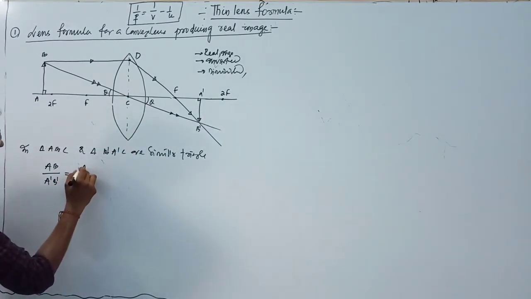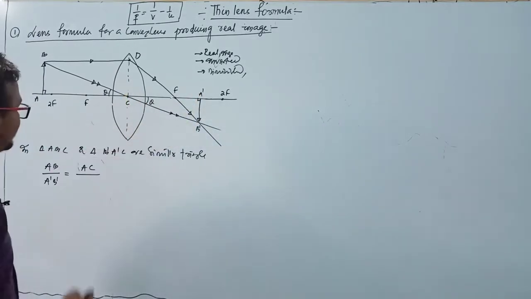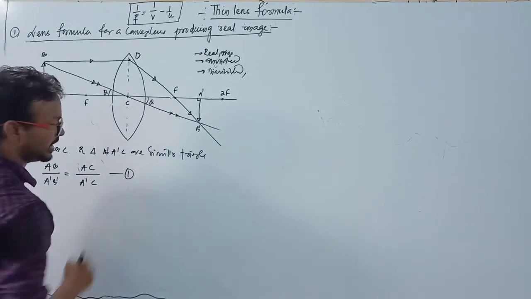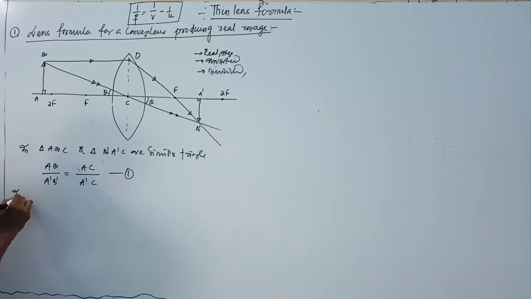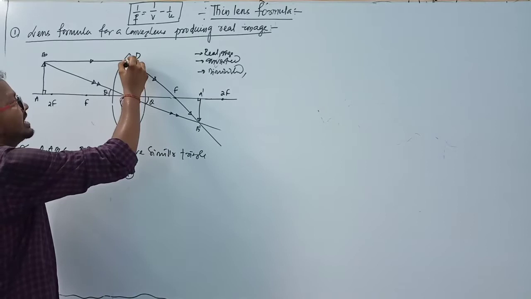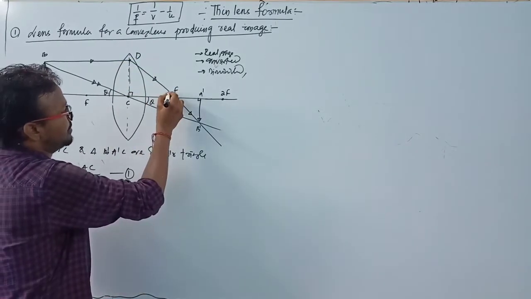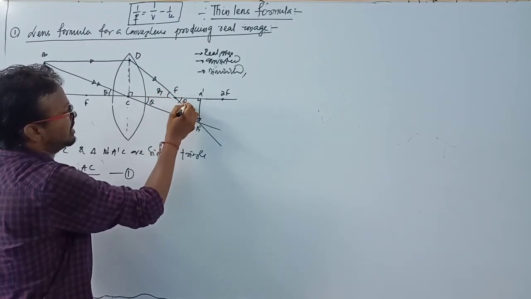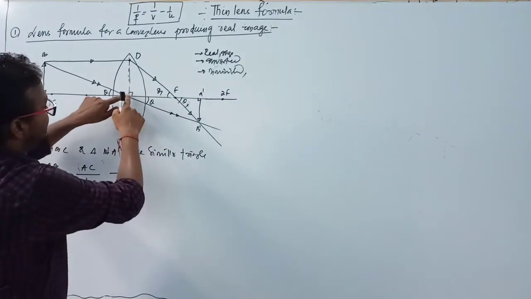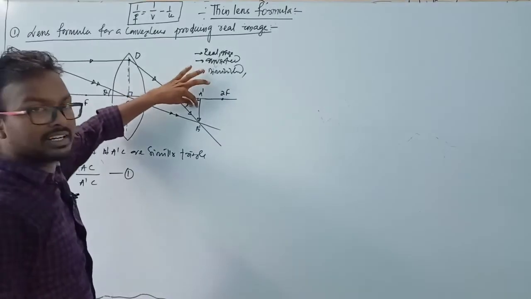Clear? AC divided by A dash C. This is equation number 1. Again in the triangle we have to choose another similar triangle. Look at this triangle: this angle is 90 degrees, suppose this angle is theta 1, and this angle you can take theta 1, since vertically opposite angles are equal, and here this angle is 90 and this angle is 90. Clear? So these two triangles are similar triangles.